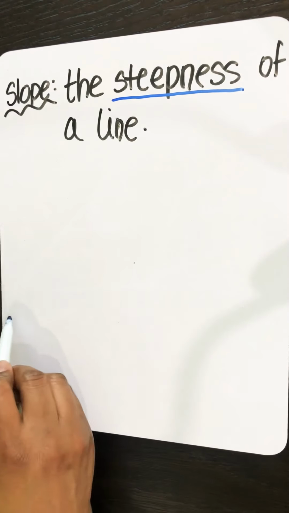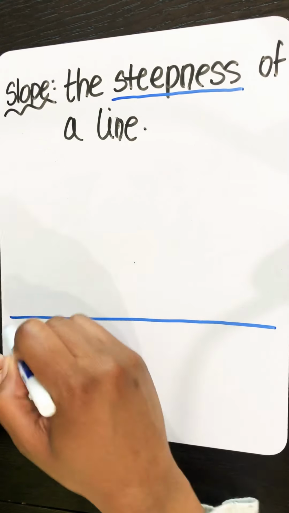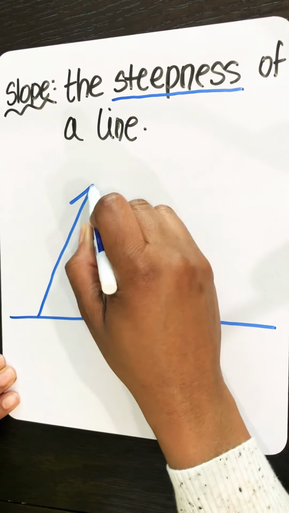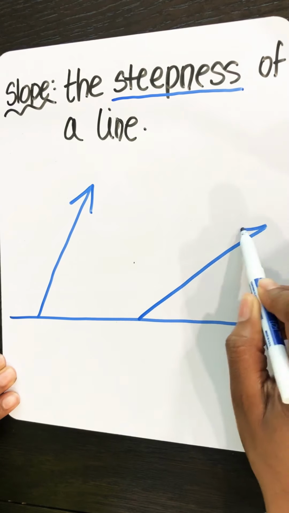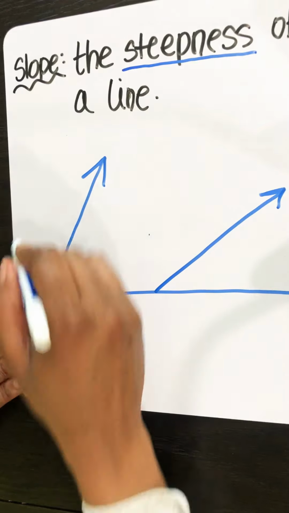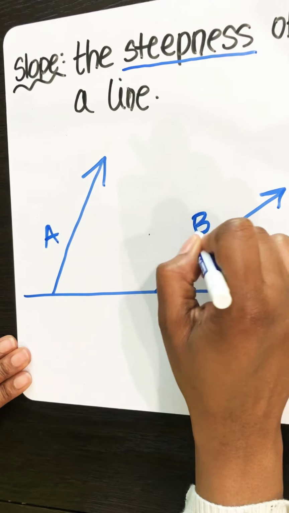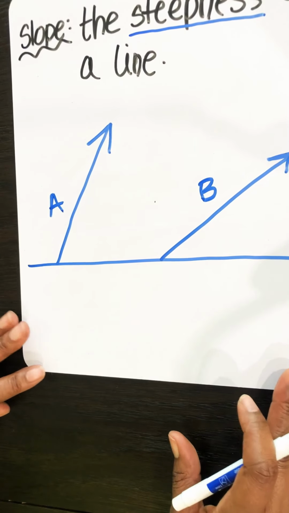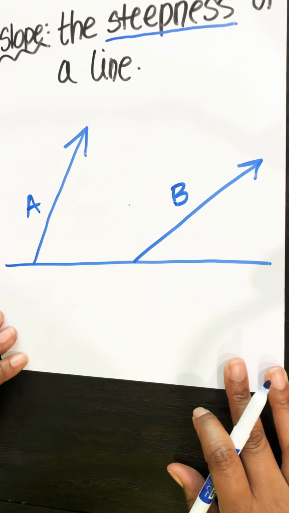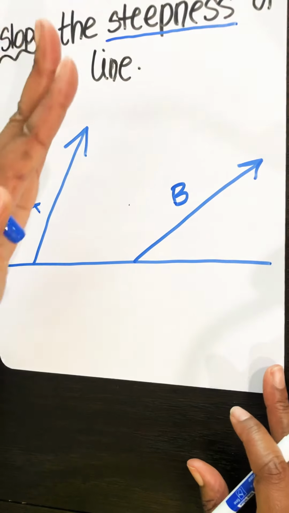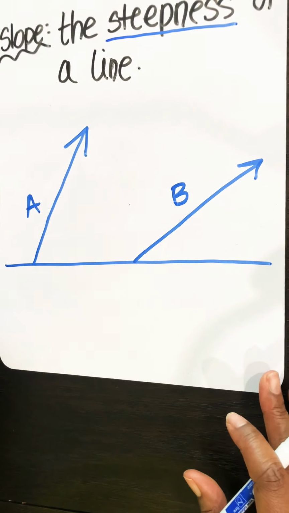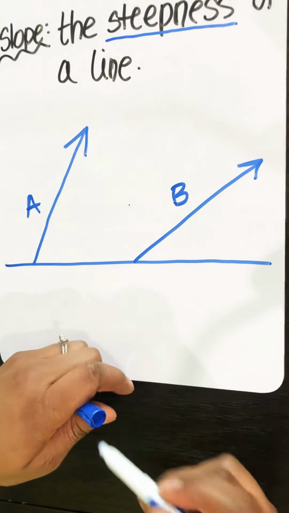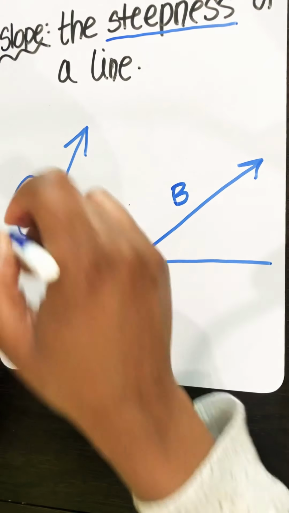If I have, let's say, two lines. Got one that looks like this, and then I've got one that looks like this. And we'll call this line A and we'll call this line B. Which of these lines do you think is steeper, line A or line B? Well, line A is steeper because it has a greater incline. It goes up a little higher than line B, okay? So we're gonna say line A is steeper.